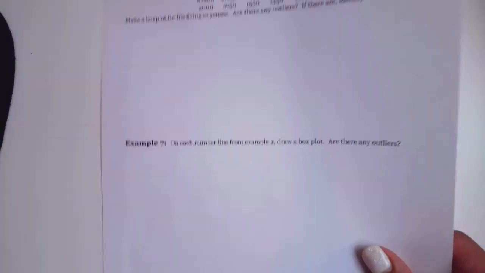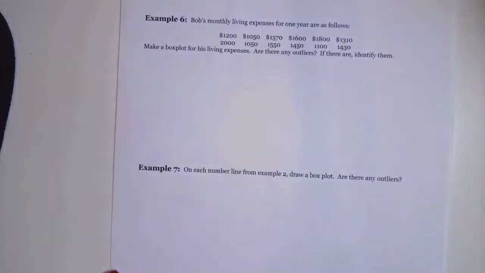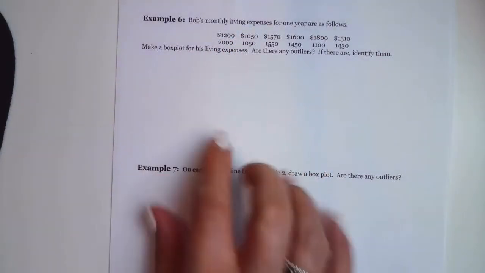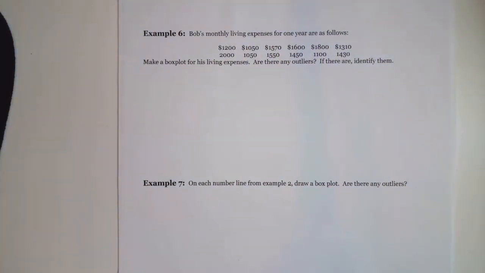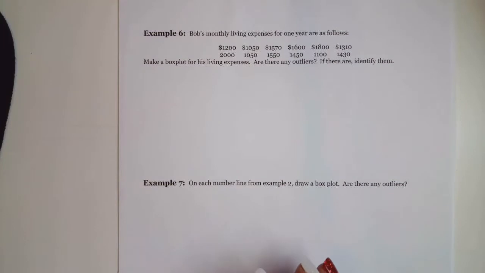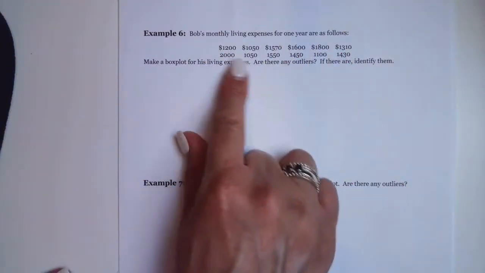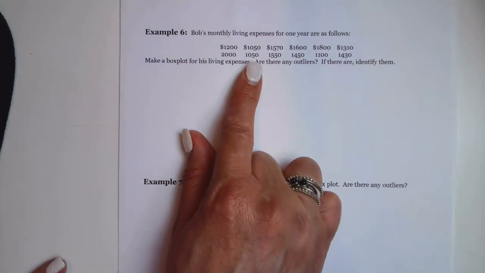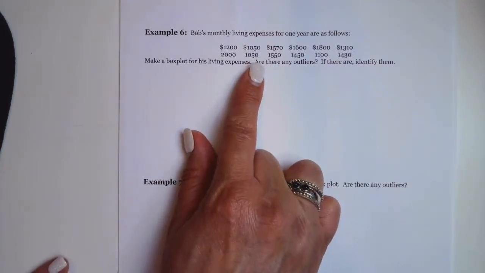Next, we're going to do a box plot for Bob's monthly living expenses for 1 year. So the exact same thing that we just did. So we're going to go ahead and rewrite these in an order from the smallest to the largest.